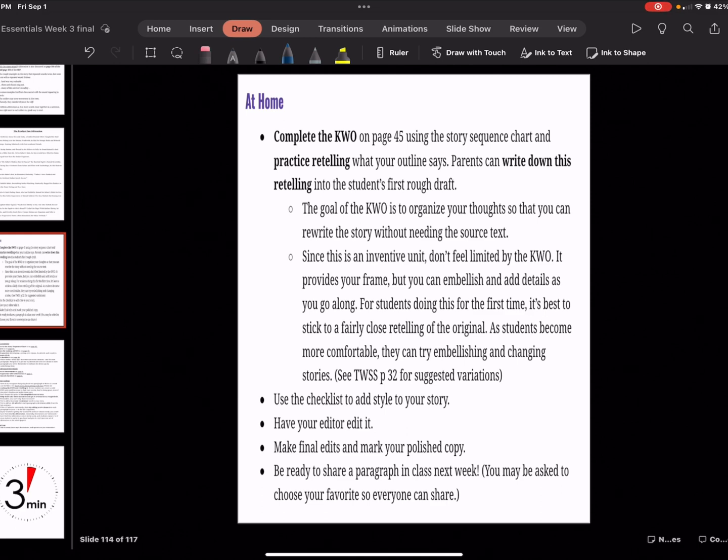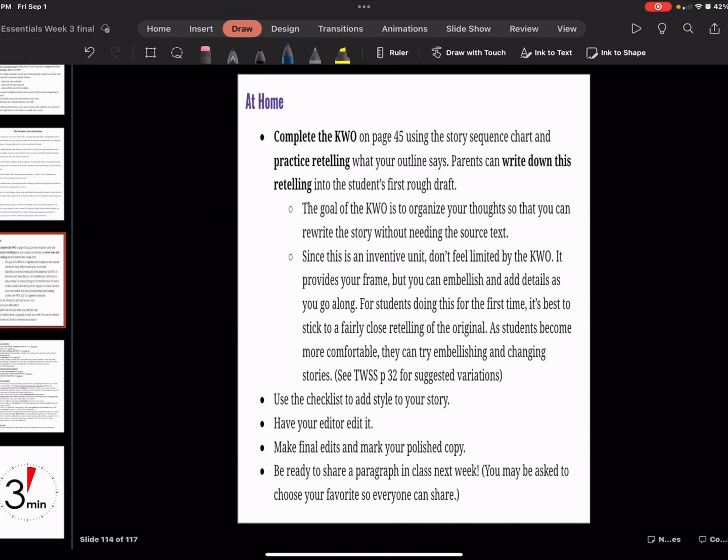Since this is an inventive unit, don't feel limited by the keyword outline. It provides your frame, but you can embellish and add details as you go along. You don't have to stick to just the facts that are listed in the source text. Take a little liberty and add some details.